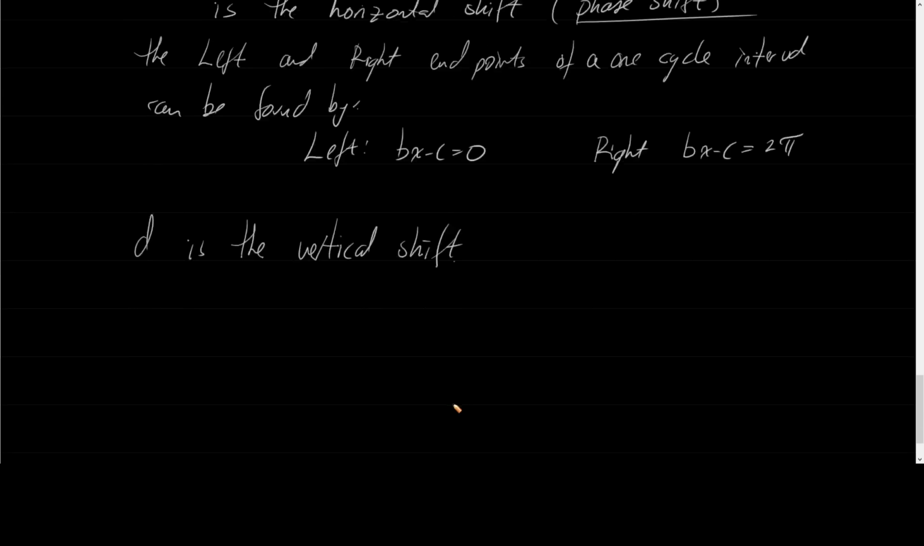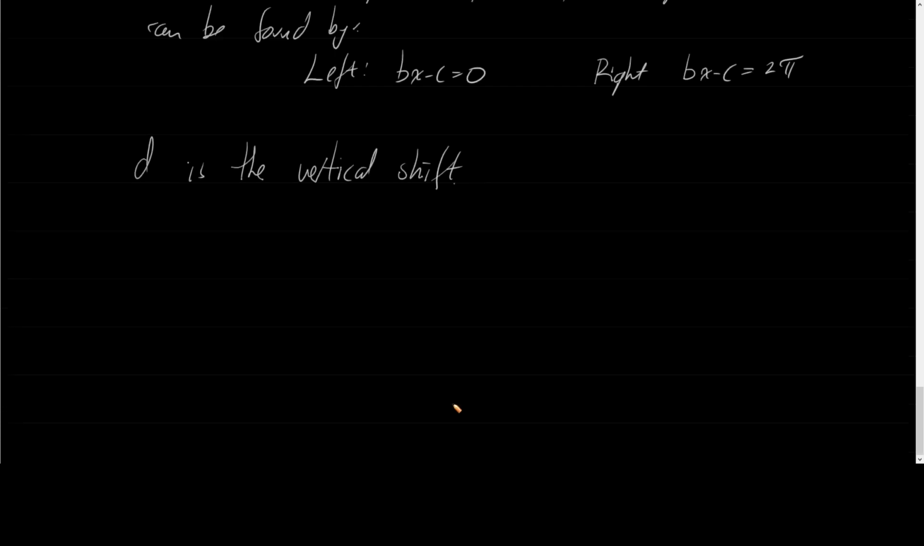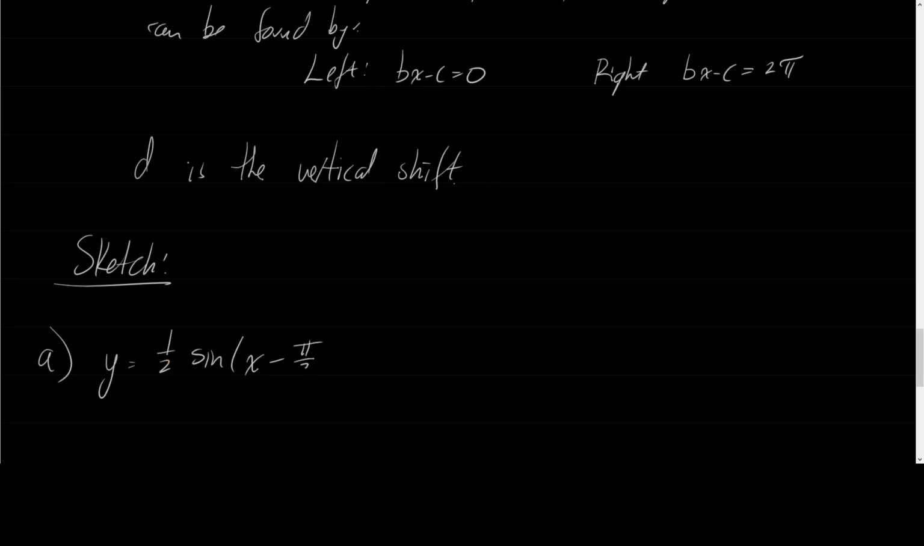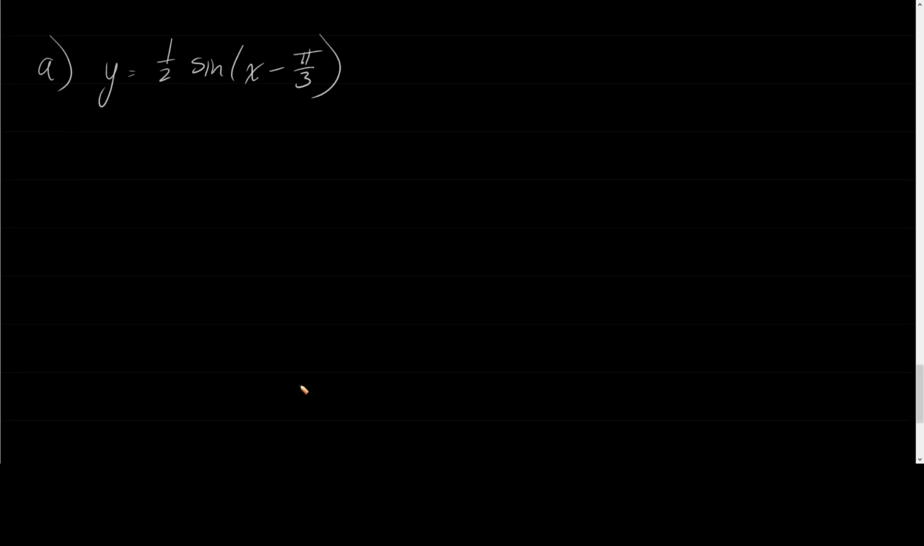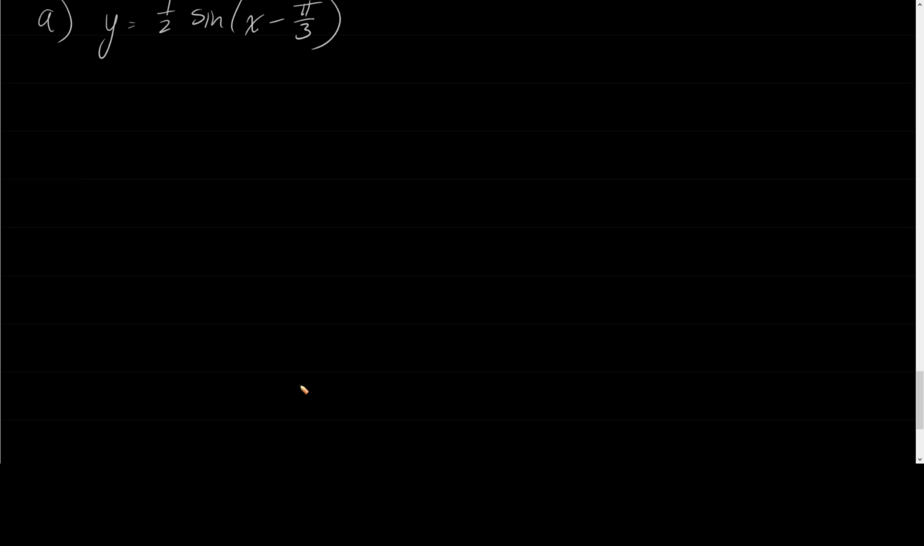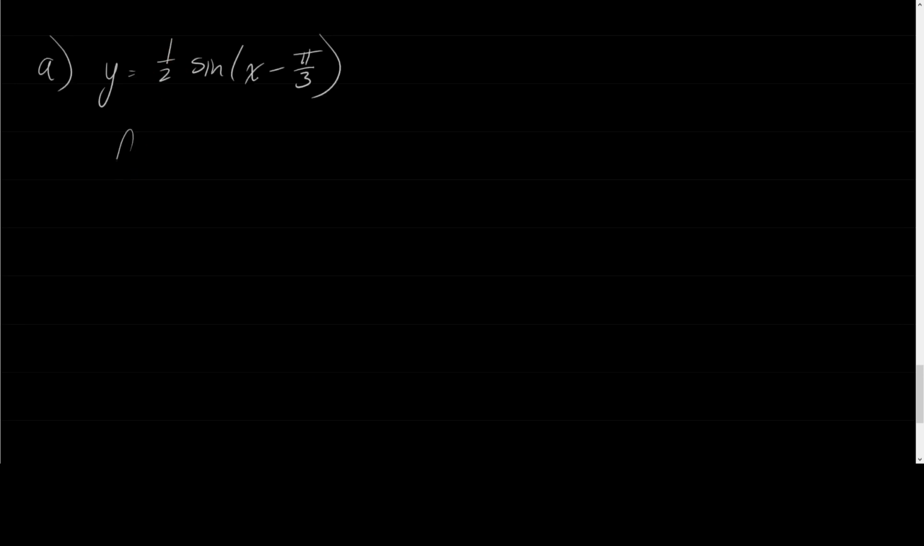Now, let's see how this affects things. All right, so let's go ahead and start sketching some stuff. So let's get to an example. Sketch. And here I've got y is equal to 1/2 sine of x minus pi over 3. So we're going to start simple here. The very first thing I'm going to say here is, well, what can we say about this function? Well, we've got an amplitude here, right? So the amplitude will be the absolute value of a, which is equal to the absolute value of 1/2. So it's 1/2. That gives us the amplitude.